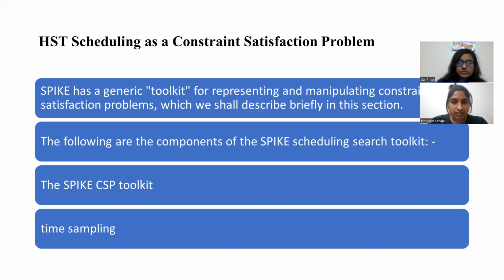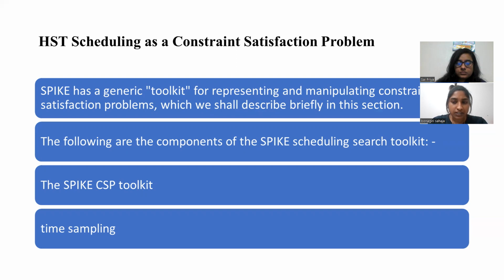HST scheduling as a constraint satisfaction problem. Constraint satisfaction problems are made up of a group of variables that can have different values and a set of constraints that limit the values. Each variable can be based on given values of other variables. The goal is to assign all variables values without breaking any rules.